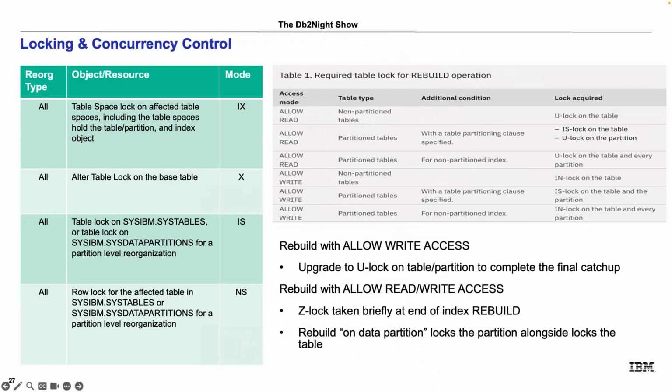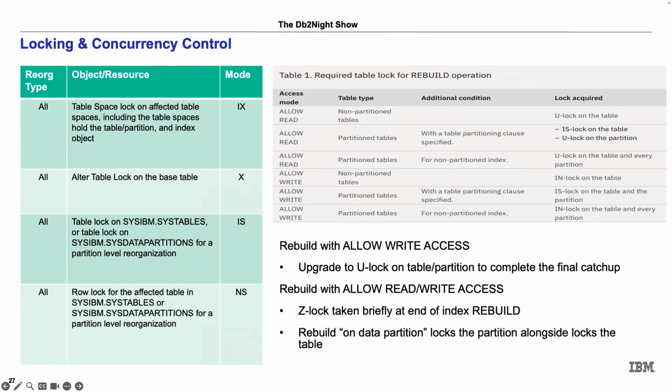From a locking perspective, reorg rebuild always acquires an IX lock on the table space to ensure the table space stays intact. And we also have an X alter table lock to prevent multiple reorgs and creates happening at the same time. And we also have the table locks on the sys tables or sys data partitions, and also the row lock. Make sure nobody can touch those records in the catalog.